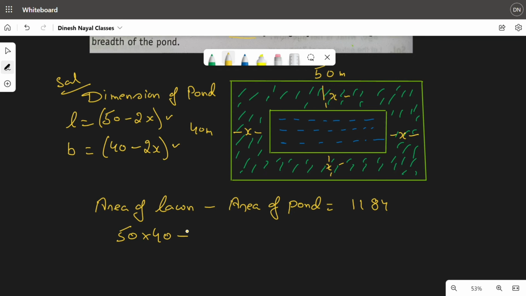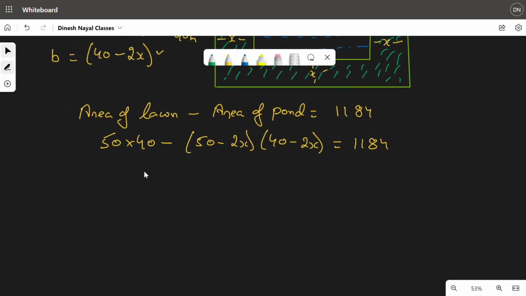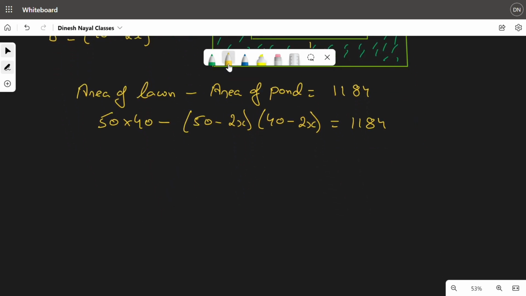50 into 40 minus the area of the pond, which has dimensions 50 minus 2x and 40 minus 2x. So (50 minus 2x) into (40 minus 2x) equals 1184. Now we have to solve this equation and get the answer. So let's start the solution.